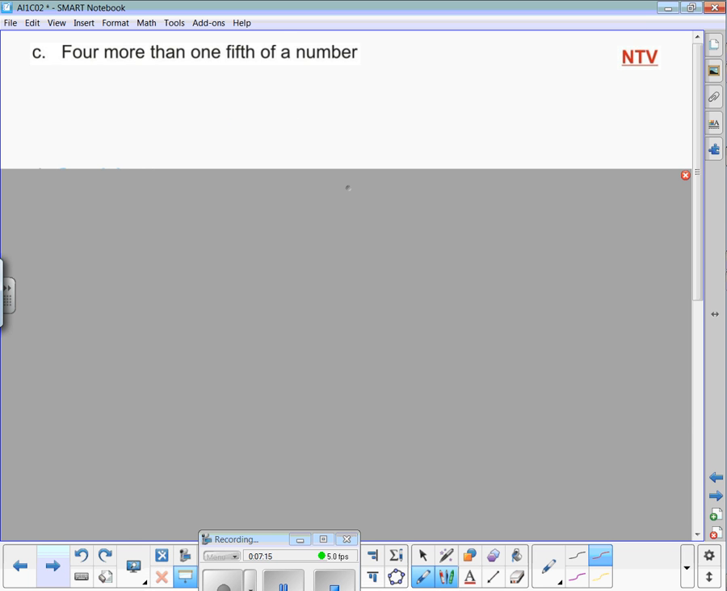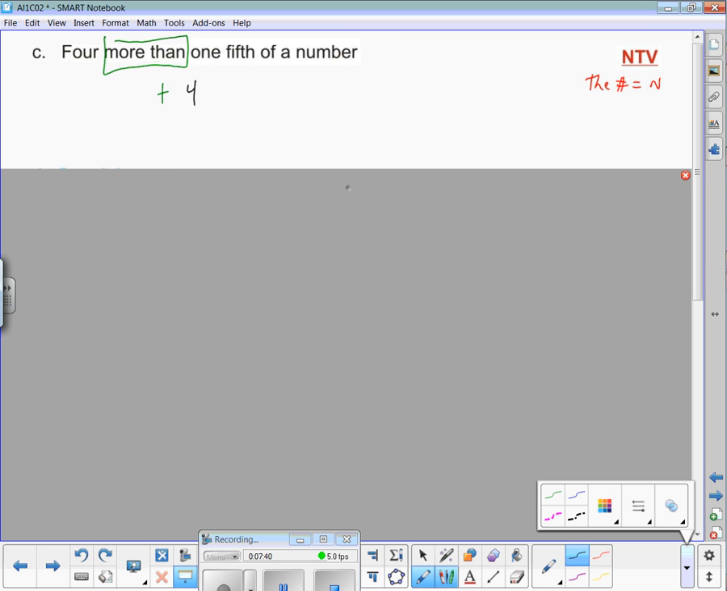All right, C, next page in your notes there, 4 more than 1/5 of a number. So again, we're going to call the number n. We're looking for those keywords, and so we have more than. We all know that that's a plus. So 4 more, so I'll stick my 4 there. Now what's left you have to think about is the aspect of 1/5.